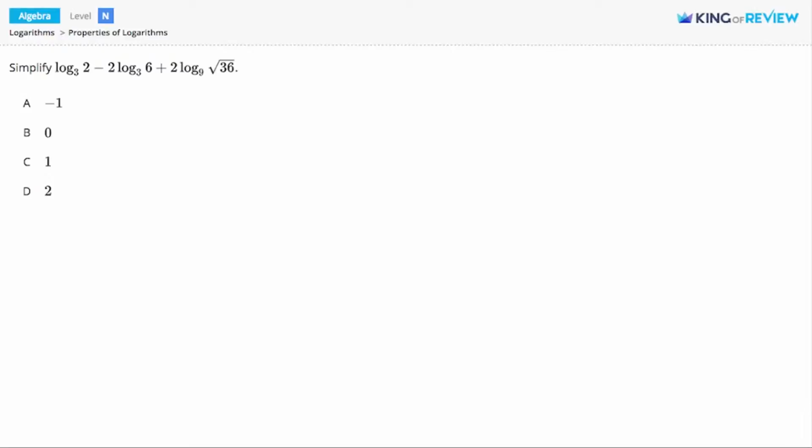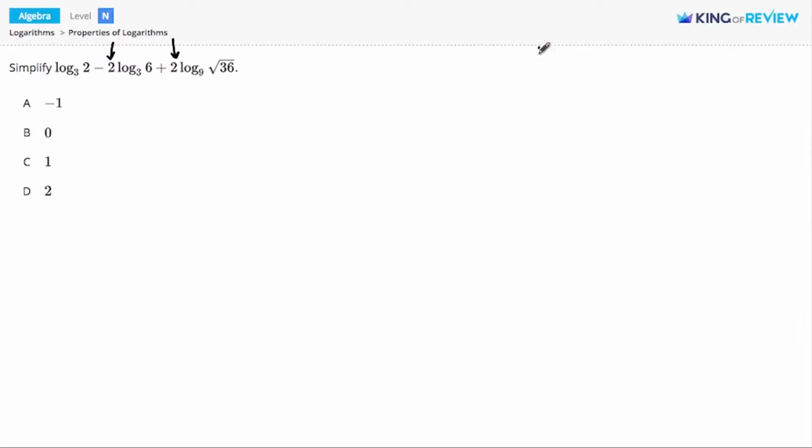Here we have 3 logs we need to simplify. Now it would be nice if we could combine all 3 of them together, and there are properties of logs that let us combine added and subtracted logs together, but a problem with doing that is that there's a 2 in front of 2 of these logs.